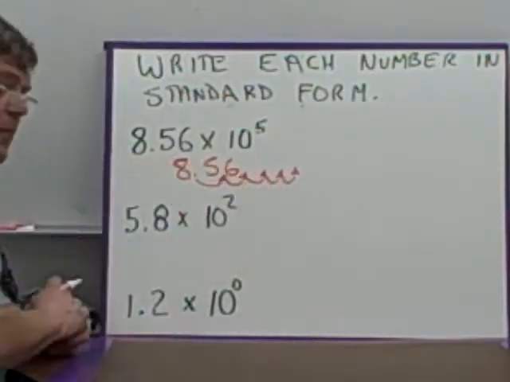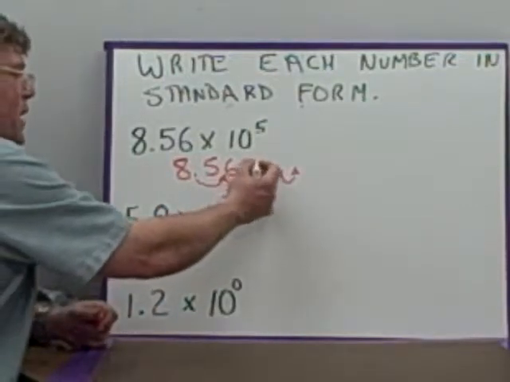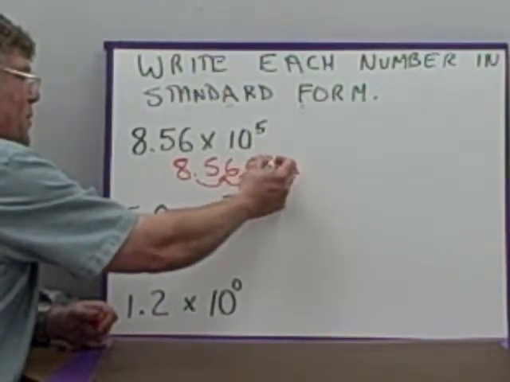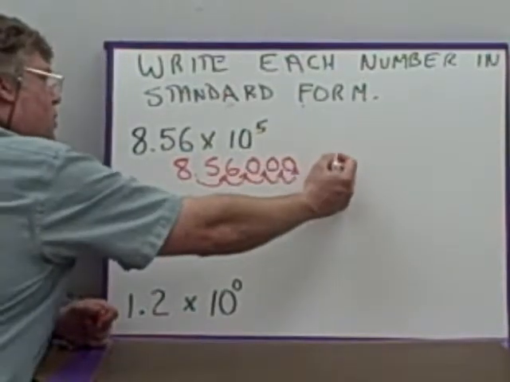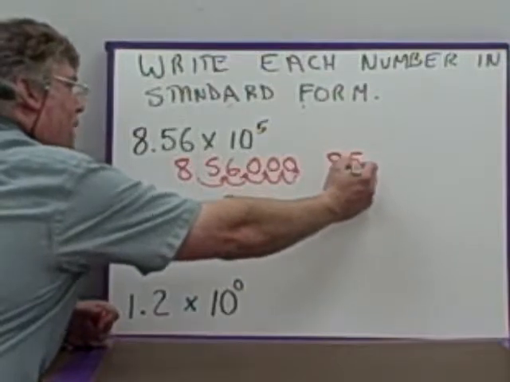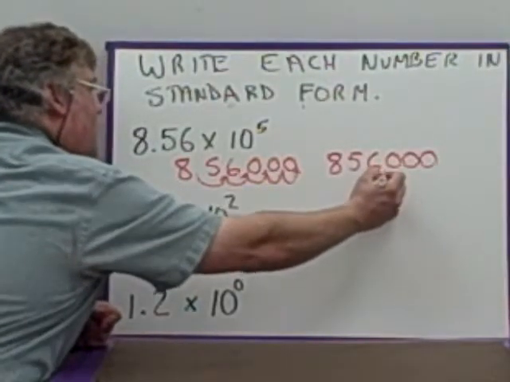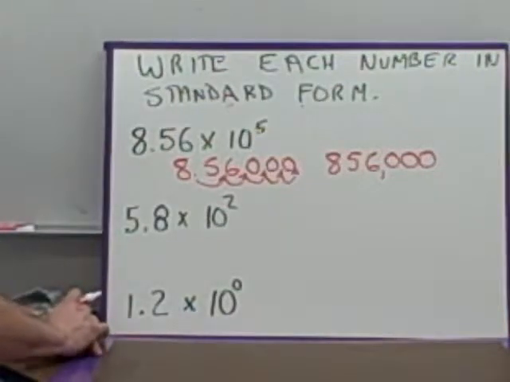Now you notice I went a couple of spaces here without any numbers. When there aren't any numbers, you should fill them in with zeros. So you're going to end up with 8, 5, 6, 0, 0, 0, which is 856,000.